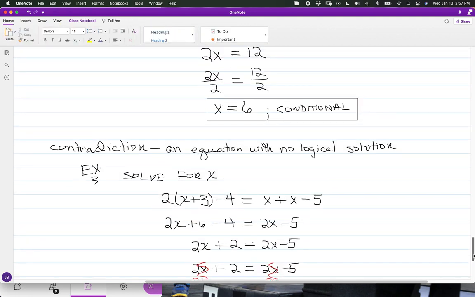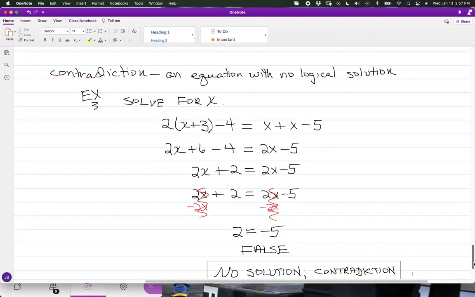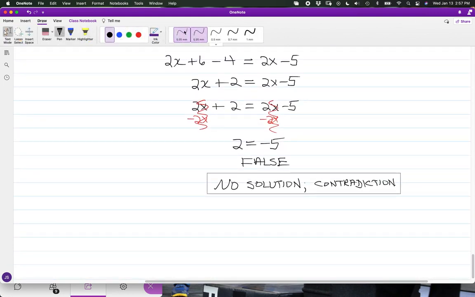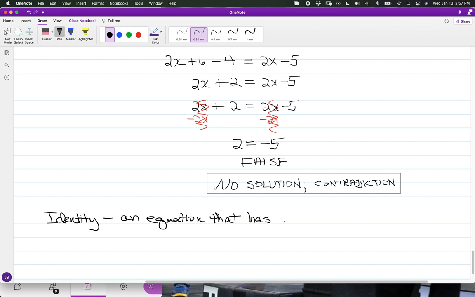Okay, so conditional has a limited number of solutions. Contradiction has no logical solution. Now, for an equation that results as an identity, an identity will be an equation that has an infinite number of solutions.